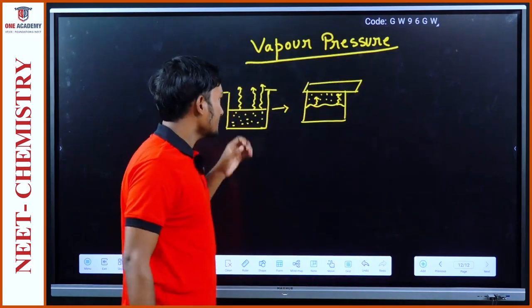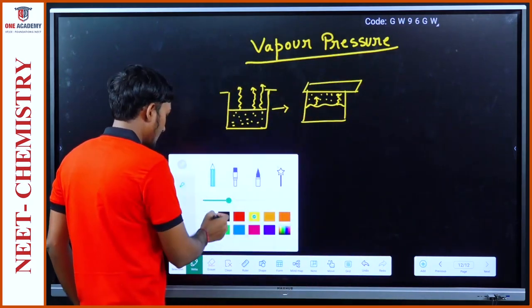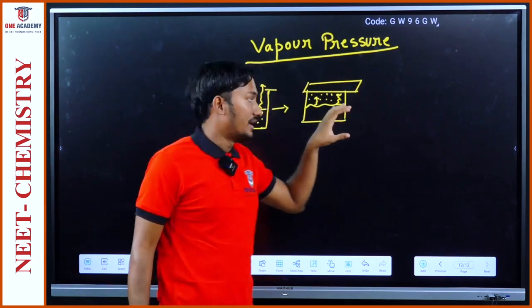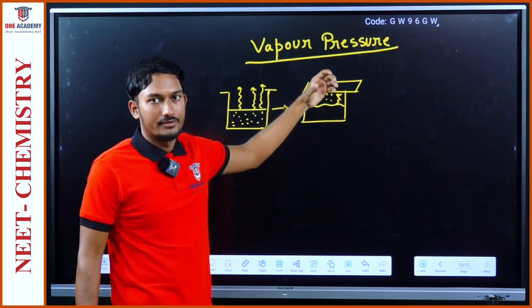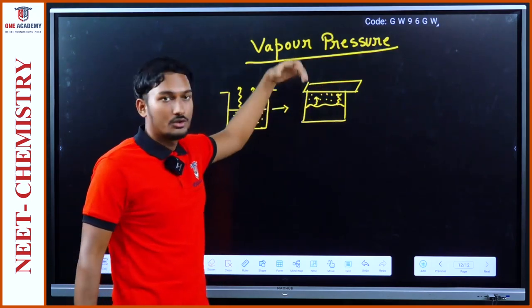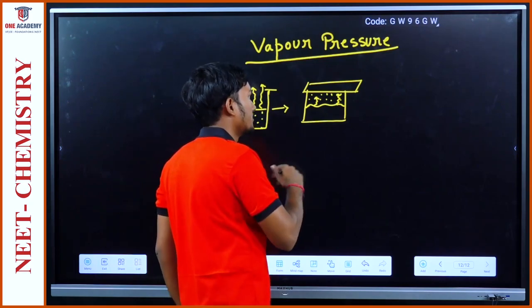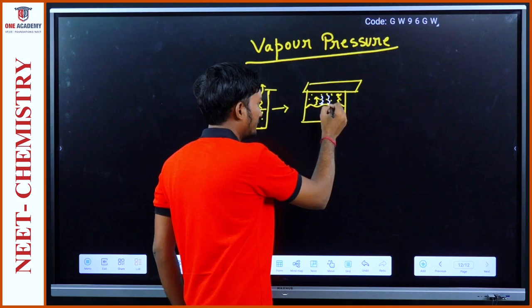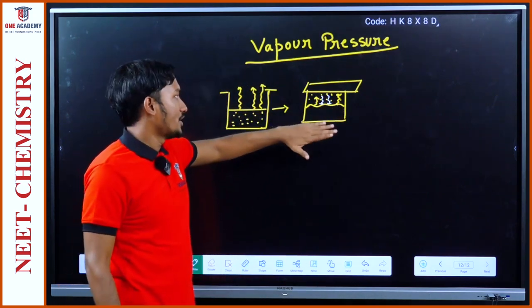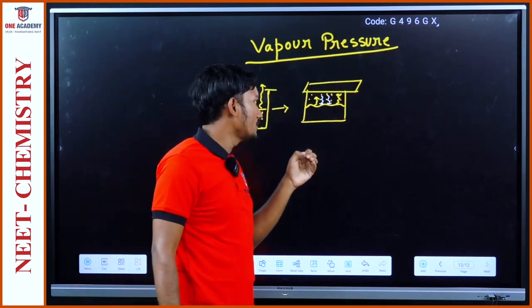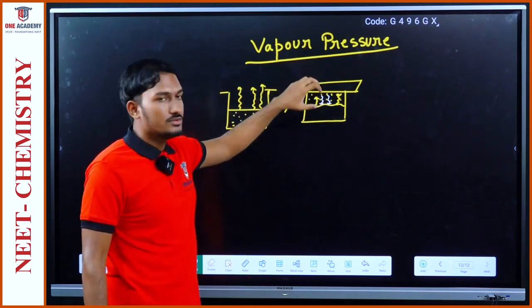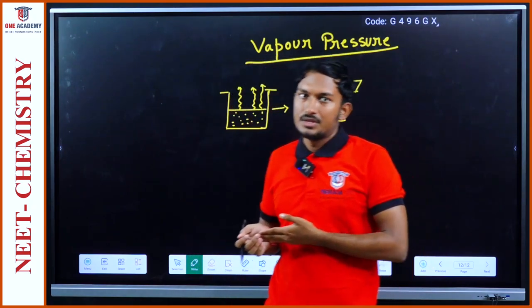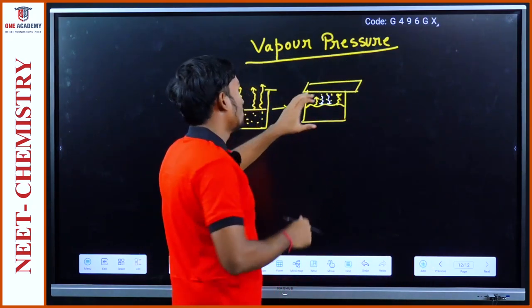After some time, it will be observed that enough concentration is there because of this faster evaporation from the liquid to the gaseous space. Now the molecules will try to get back into the solution itself. First there will be evaporation. After some time, it will be observed that the molecules in the gaseous phase are trying to come down again to the solution. So I can say that there are two processes happening.